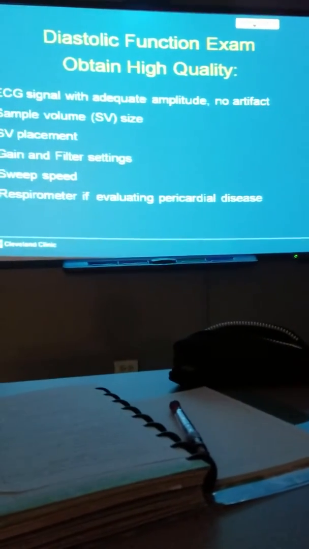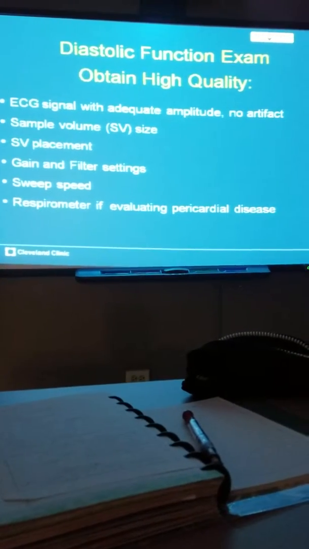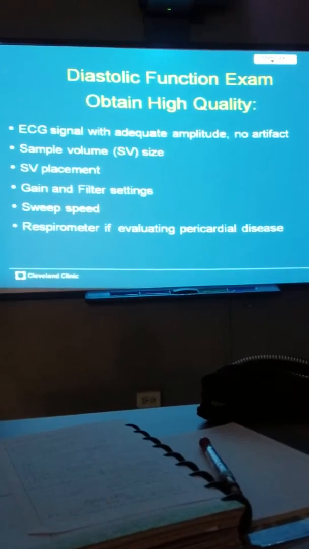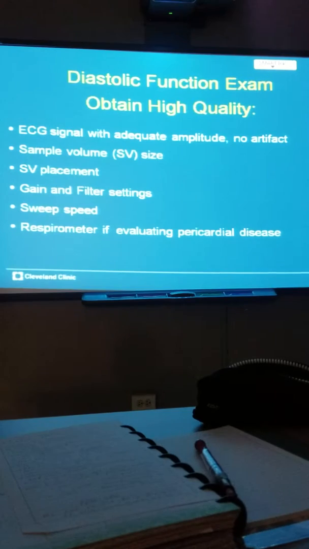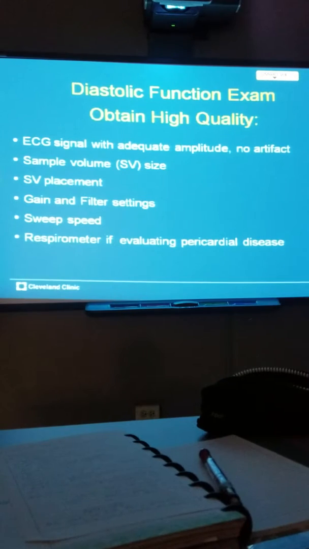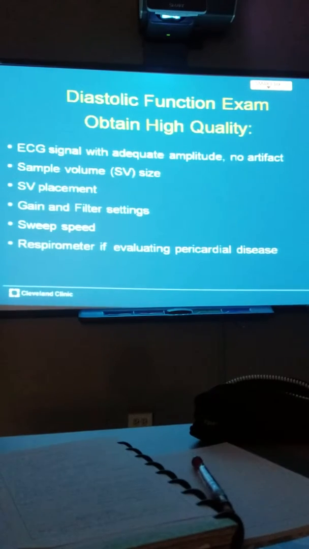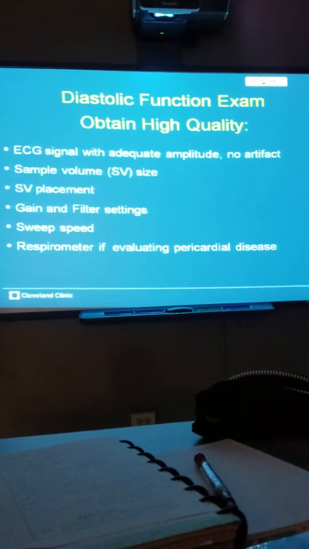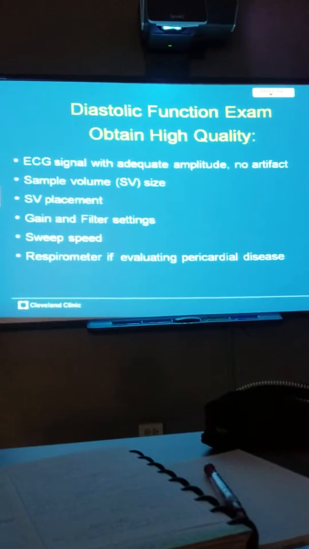So what we're going to be going over this morning is diastolic function, and I'm going to be talking about doing the exam and the measurements that you will be doing to do a full diastolic assessment. So, of course, you want to start off with high quality imaging. You want to start off with timing of the electrical and the mechanical of the Doppler signals. Your sample volume size is very important, and where that sample volume is placed. Gains and filter settings, even the sweep speed that you run your Doppler flows at, and if you would be doing a patient that you were looking for pericardial disease, using a respirometer.